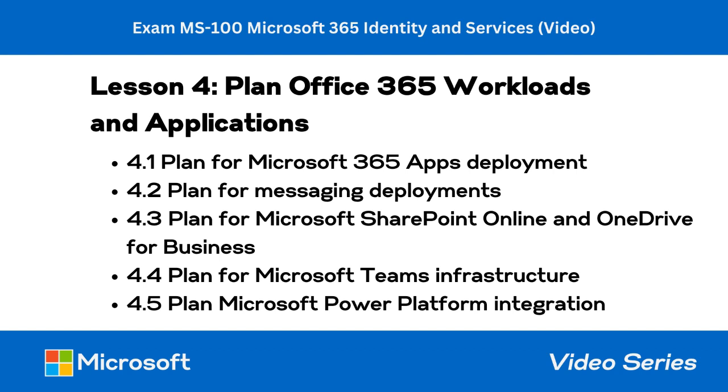We'll start by talking about planning for deployment of the standard Microsoft 365 apps like Word Online, Excel Online, OneDrive, OneNote, and so on, with an eye to assessing existing on-prem assets and planning for a successful migration to the cloud. Next, we'll look at planning for messaging deployments. We'll review a number of possible strategies for migrating on-prem email solutions, either partly or fully, to Exchange Online and Outlook Online. Then we'll talk about planning for Microsoft SharePoint Online and OneDrive for Business, including what's involved in migrating on-premises file storage to a cloud-based solution.